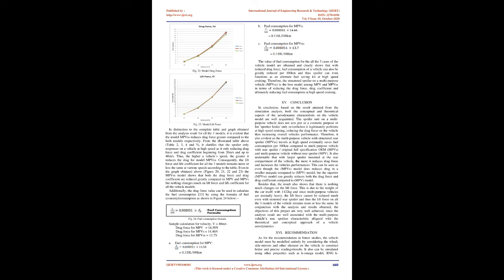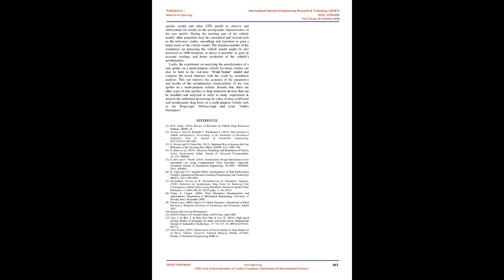Therefore, it is also evident that the multi-purpose vehicle with structured rear spoiler, MPVSS, travelling at high speed eventually saves fuel consumption per 100 km compared to the multi-purpose vehicle with rear spoiler/original full specification OEM, MPVs, and the multi-purpose vehicle without rear spoiler, MPV. It is also undeniable that with a larger spoiler mounted at the rear compartment of the vehicle, the more it reduces drag force and increases the vehicle's performance. This can be seen as even though the MPVs model reduces drag by a smaller margin compared to the MPV model, the superior MPVSS model can greatly reduce both the drag force and drag coefficient compared to the MPV model.